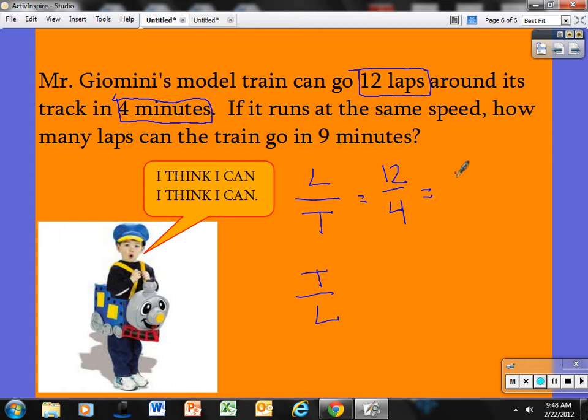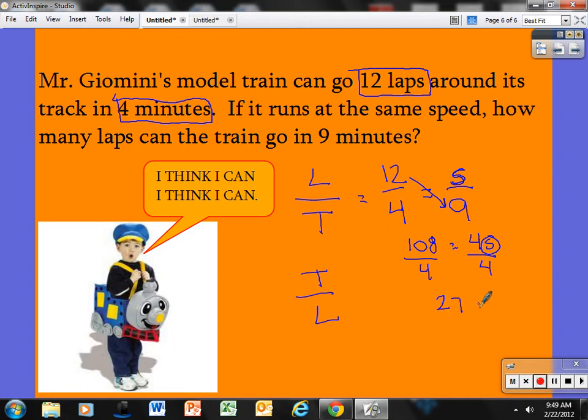Now, the laps is unknown, so I'll just put S. And we know it is in 9 minutes. That is an S and not a 5. So I could do the same thing I did before. Cross multiply, I get 12 times 9 gives me 108. 108 is equal to 4 times S. I want to solve for 1S, not 4S, so I'll divide both sides by 4, and 108 divided by 4 gives me 27.